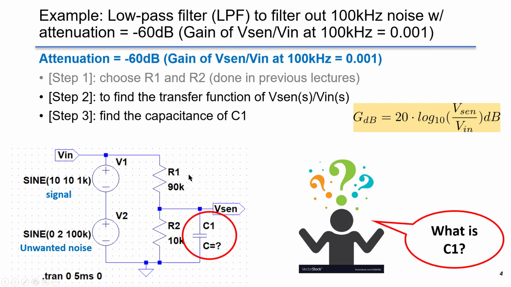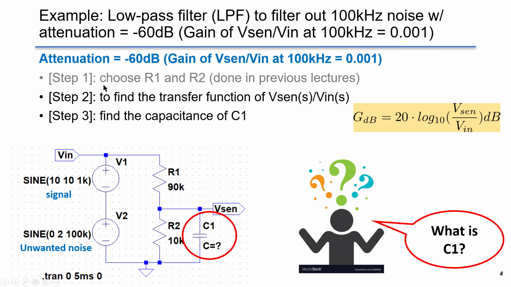The sensing gain by this voltage divider R1 and R2 is 1 over 10. Using the same equation, we can see that the voltage divider has given you about minus 20 dB already, because this is 1 over 10. So the question is, we need to find C1 so that we can have another minus 40 dB of attenuation. In total, we will have minus 60 dB at 100 kHz.